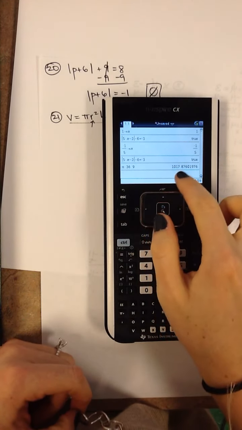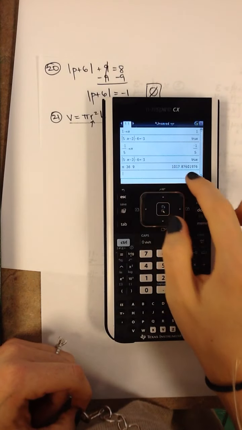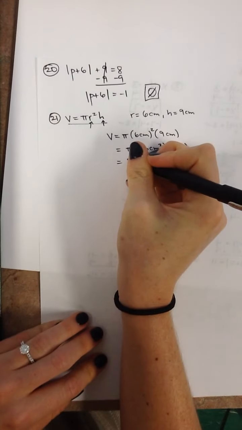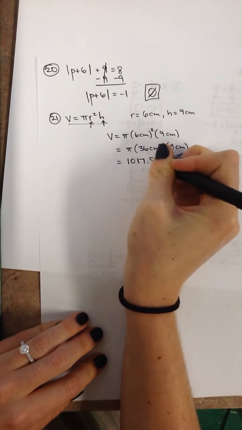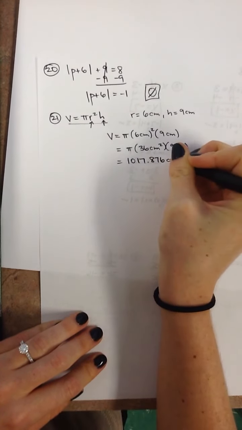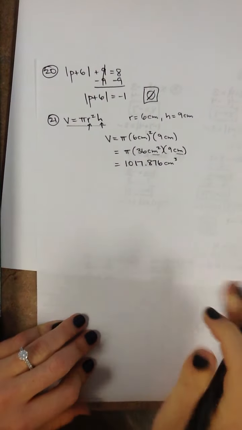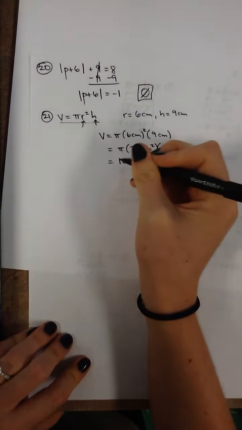1017.876. Go to 3 decimal places. So 1017.876, and that would be in centimeters cubed, which you can see if I'm working with these units right here. Centimeters squared times centimeters gives me centimeters cubed.